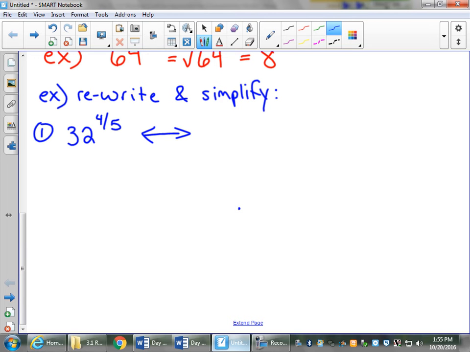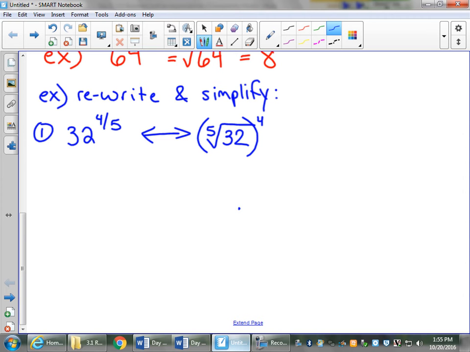So that's going to be the index of the radical. It's going to be the 5th root of 32, and then that will be raised to the 4th power. So the power goes outside. So that was just rewriting it from rational exponent into radical notation.